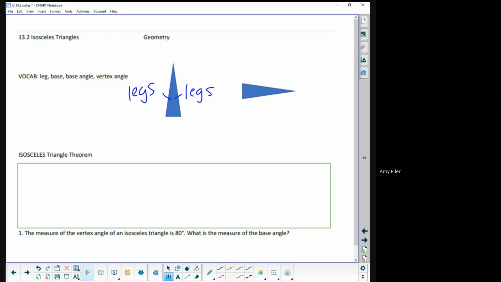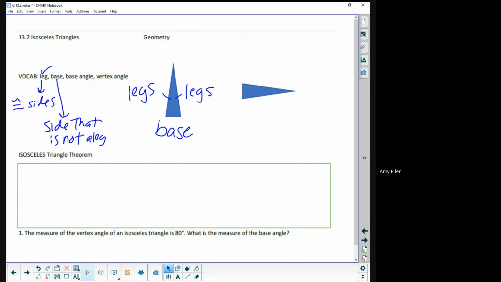So that gets me that vocab word. The base, actually, let's go ahead and write it. Legs, congruent sides. That's how you know which ones are the legs. The base, it's simply the side that's not the legs. Side that is not a leg. We have two legs and then a base.